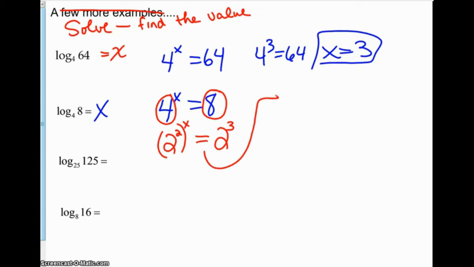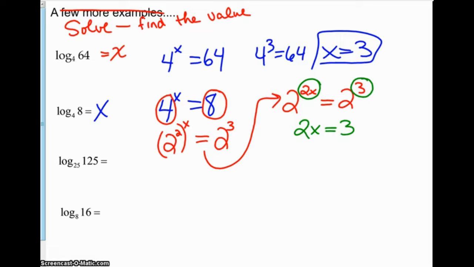Well, now I'm going to go back up here. 2 squared to the x is really 2 to the 2x equals 2 to the third. 2 raised to the power of 2x is the exact same value as 2 raised to the power of 3. What that tells me then is that the 2x has to equal the 3. If the bases match, then the exponents must be equal. Well, if 2x equals 3, I can divide both sides by 2, and x must equal 3 halves, or you can say 1 1/2, 1.5.